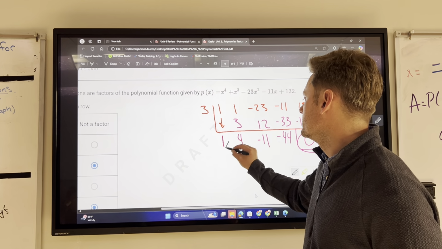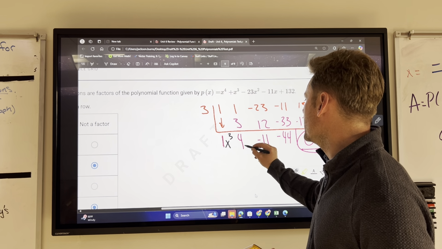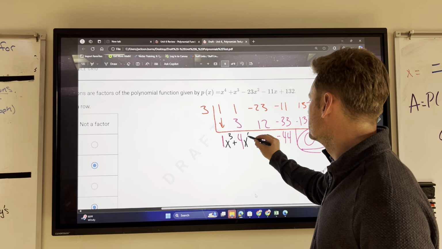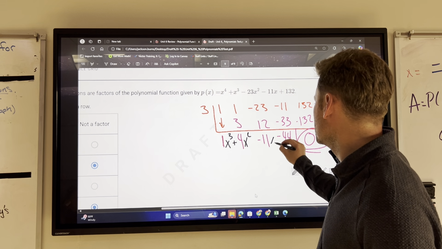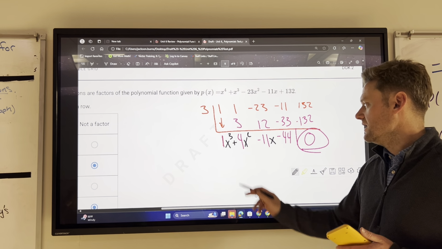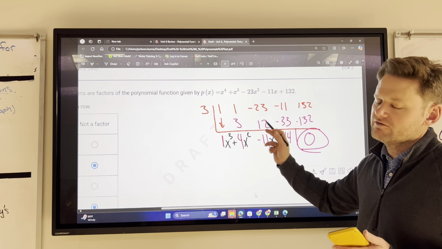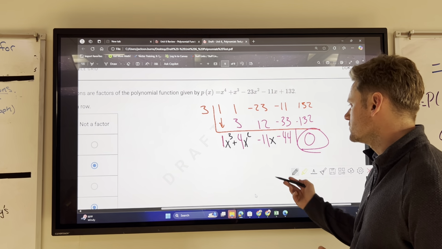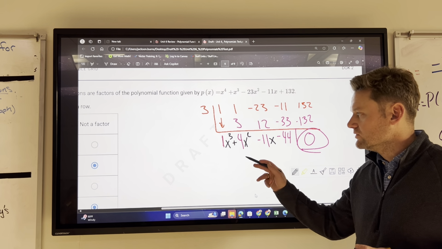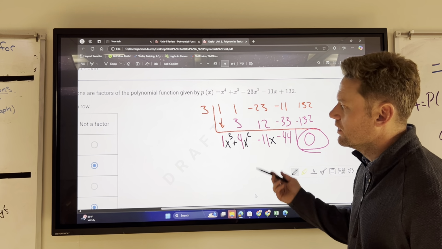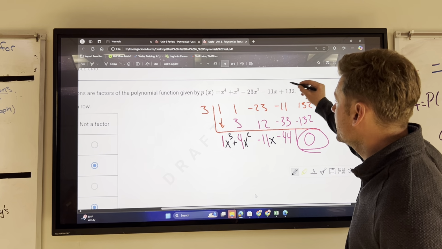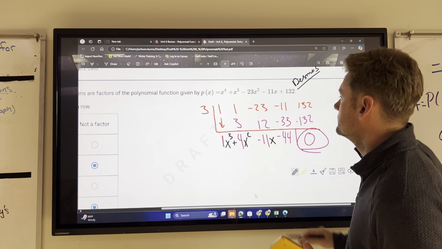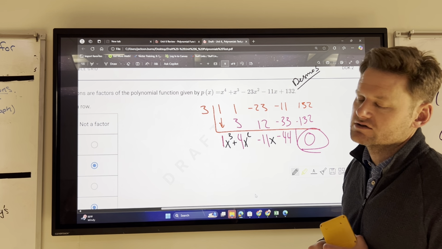Now, what I can do though, I can put all my x values in. So this is going to be x cubed, and this is going to be x squared minus 11x minus 44. And I know if I continue to factor this, everything will work as well. So for the next one, I should probably just try to use this. But you keep going, check all your factors. You can put this into Desmos and look at your x-intercepts as well.